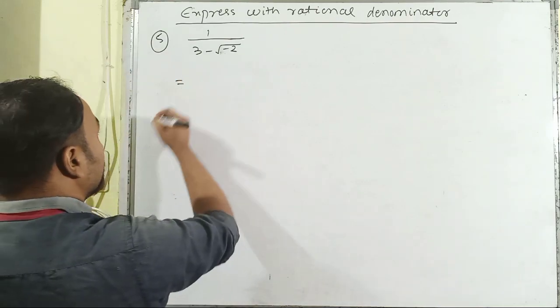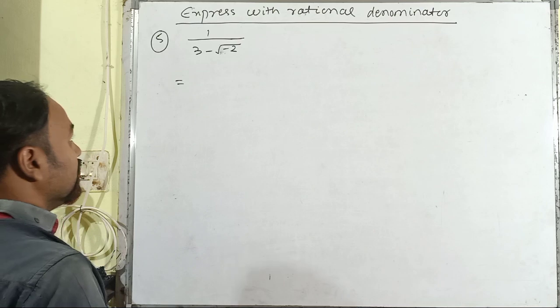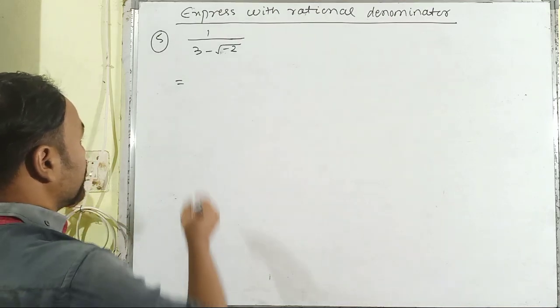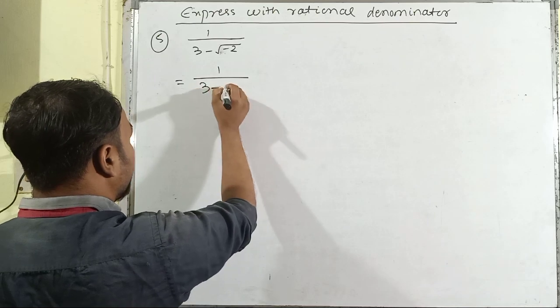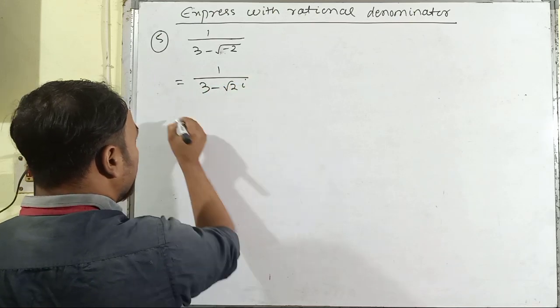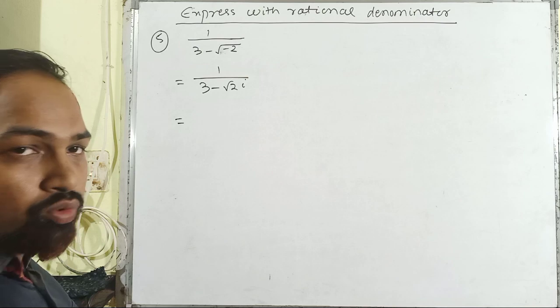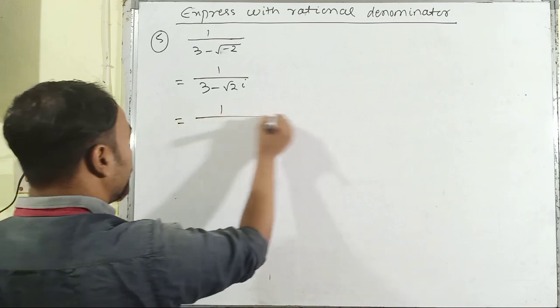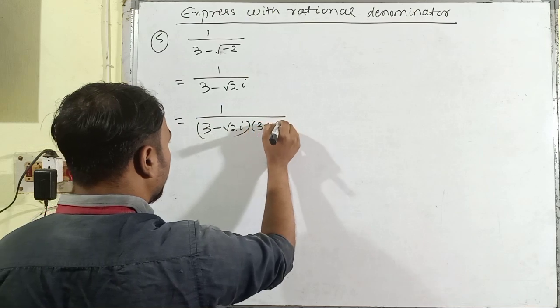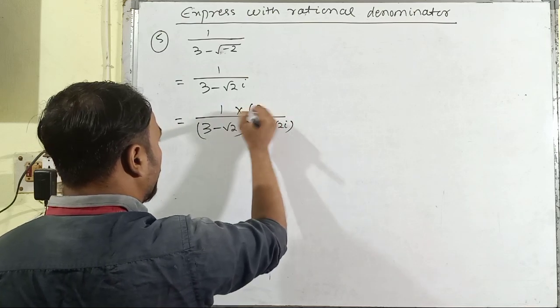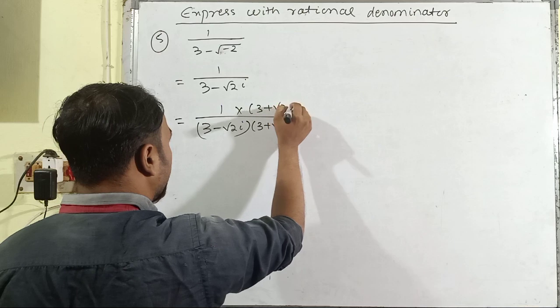So it is the number 5, it is 1 upon 3 minus square root of minus 2. Let us convert this into imaginary form, 3 minus root 2i, and the conjugate of 3 minus root 2i is 3 plus root 2i. Just multiply 3 plus root 2i to both denominator as well as the numerator.